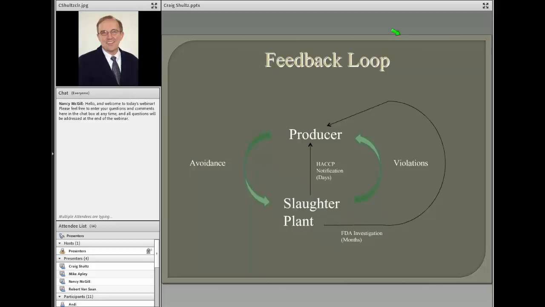And if you look at the black line under the traditional type of FDA investigation, where we didn't have HACCP in place, sometimes that FDA investigation took 6 months to a year to get back to the producer, and by that time most of the information was forgotten, and the feedback that was received wasn't nearly as meaningful as it was through the HACCP process with direct contact of the producer.